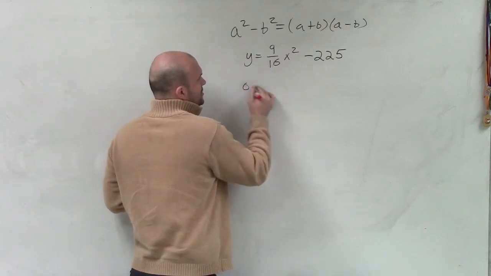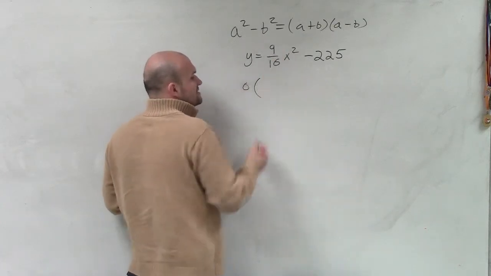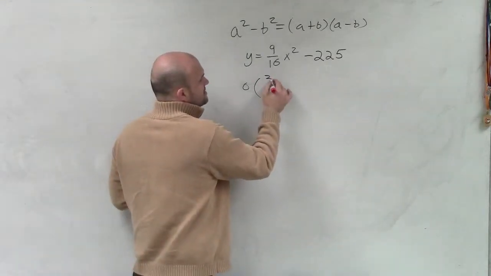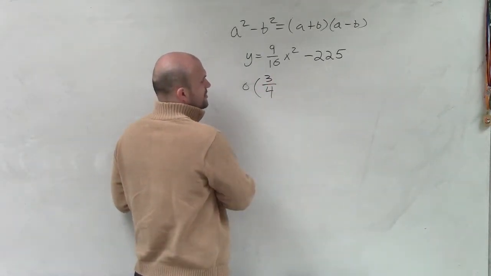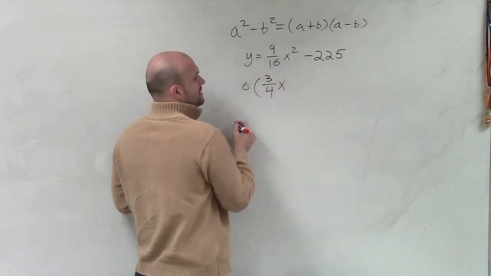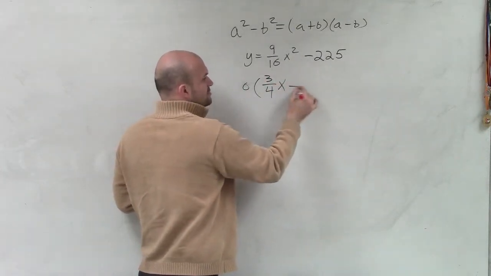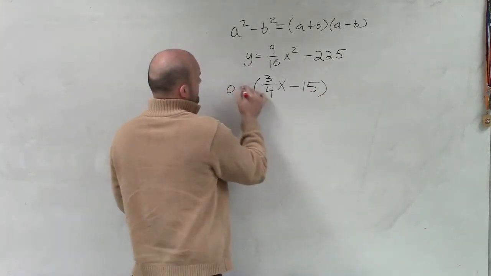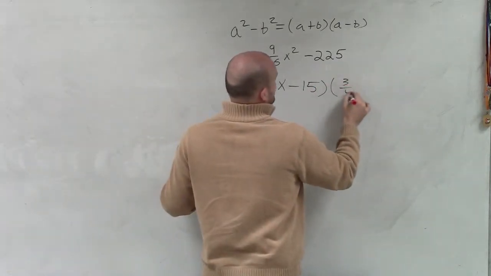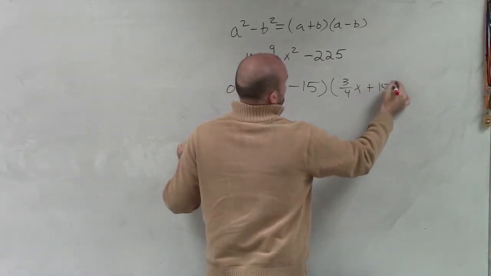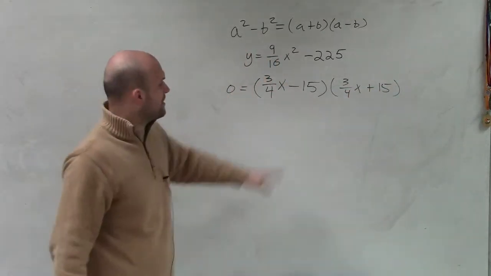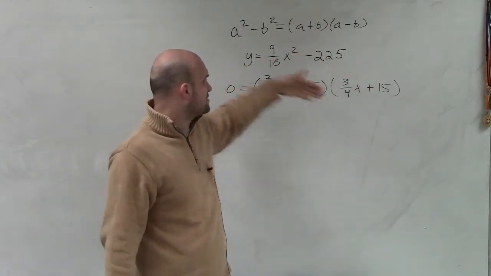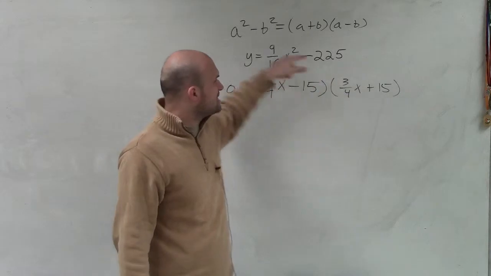First, I'll set it equal to 0 in my factored form. I say 9 over 16. What two numbers multiplied by themselves give me 9 over 16? Well, since they're both square numbers, I can rewrite that as 3 over 4. And then obviously that's going to be x minus the square root of 225, which is 15. So 0 equals 3 over 4 x minus 15 times 3 over 4 x plus 15. And remember, I can always check my work, because negative 15 times positive 15 is negative 225, 3/4 times 3/4 is 9 over 16, and x times x is x squared.